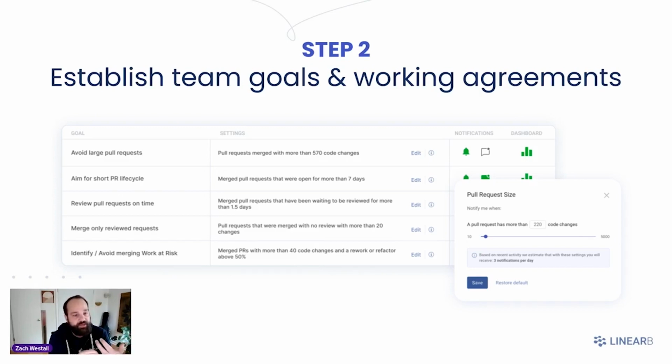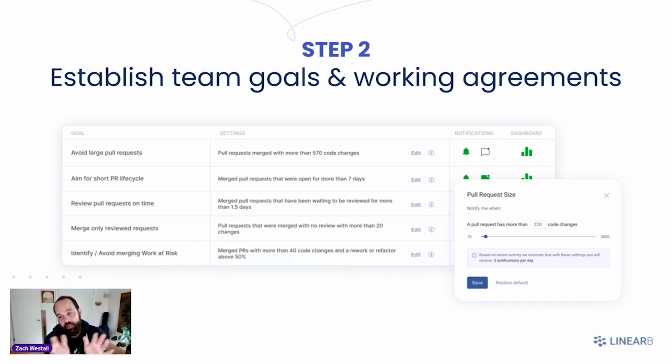Same thing with shorter PR life cycles, pull request times, making sure that every PR gets a review, and avoiding merging risky work. Risky work we define as larger PRs with a high rework rate. That means people, again, working on the code base over and over and over again, lots of churn. That's risky code. So you can set team goals around all of these metrics, but team goals are a big part of it, but they are just part of it.